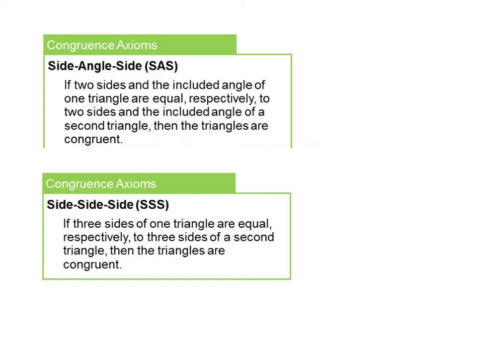We use pretty much these two congruence axioms for the law of cosines. Side angle side, side side side. With side angle side, we know that we were able to use that with the law of sines as well, but it does work with law of cosines. When you're dealing with side side side, that's when you're able to find missing angles using law of cosines.